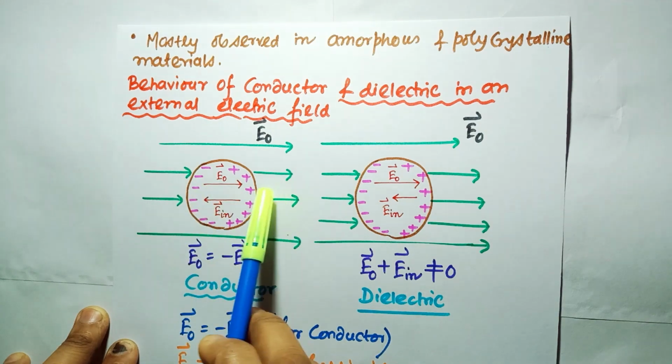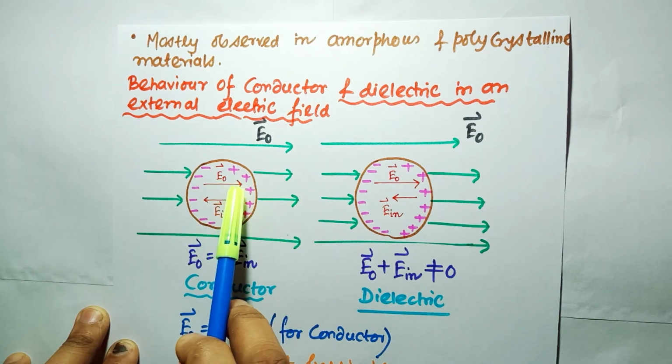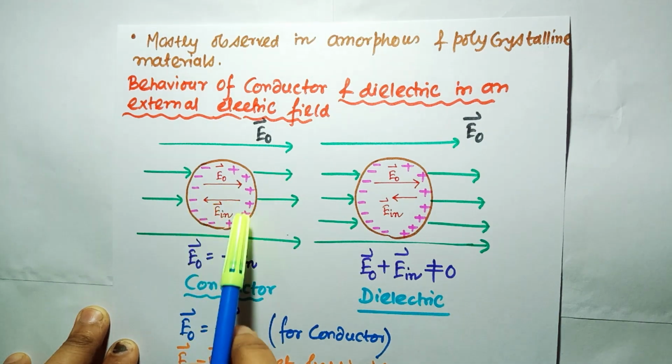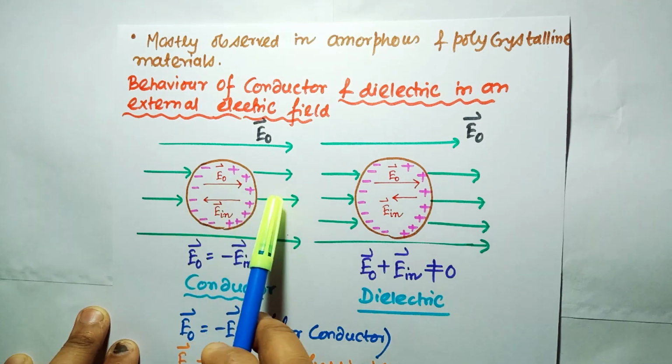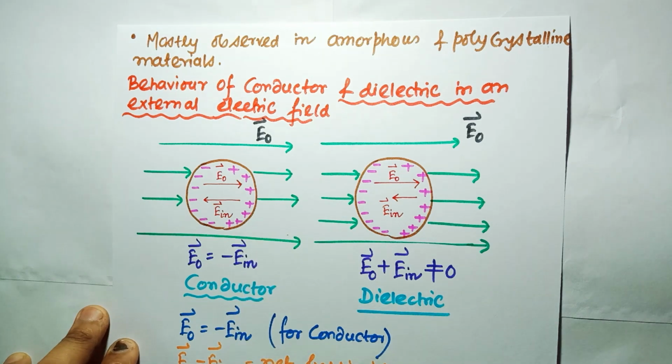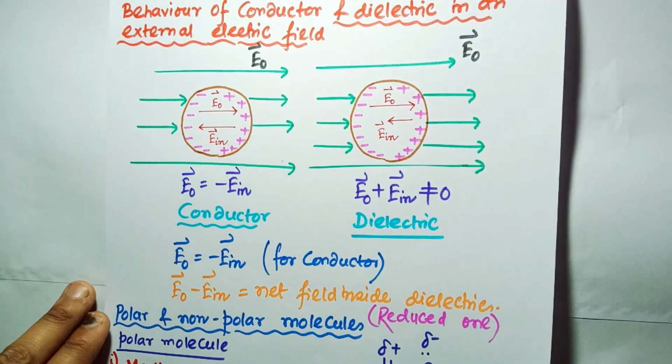So this is the direction of the external electric field E0, and this is the induced electric field that is inside. You can see both are the same in magnitude but opposite in direction. So for the conductor we can write that E0 is equal to minus E in. So the net electric field inside the conductor is 0.